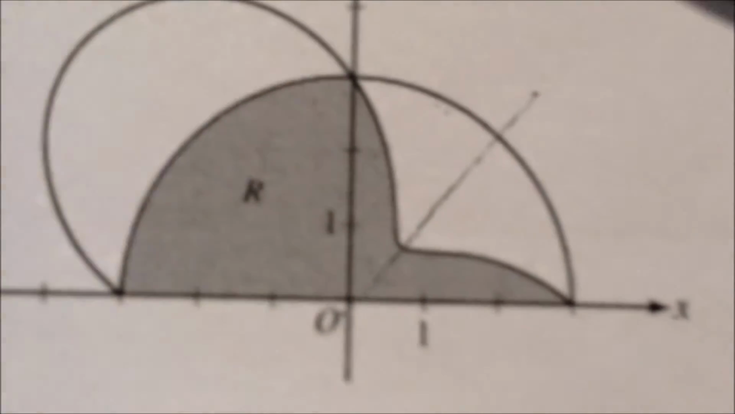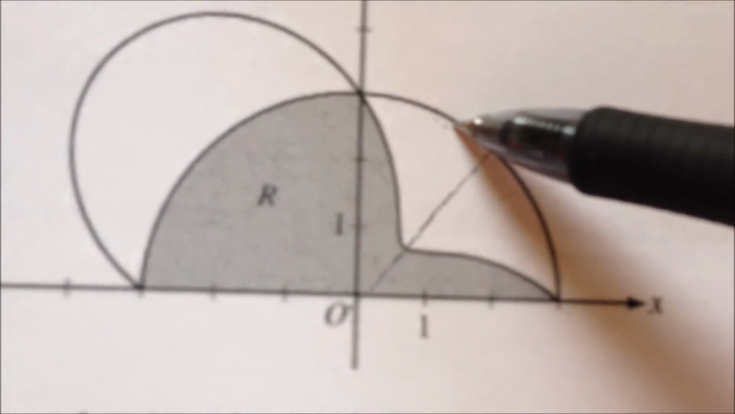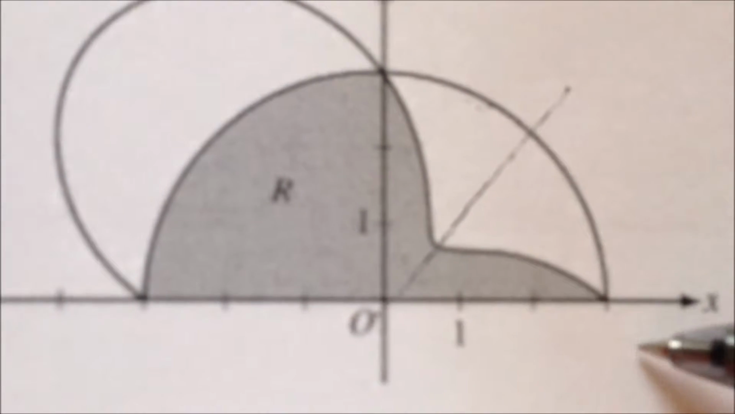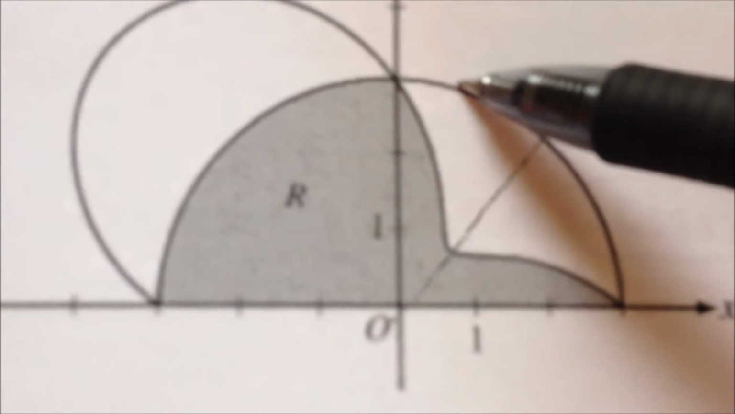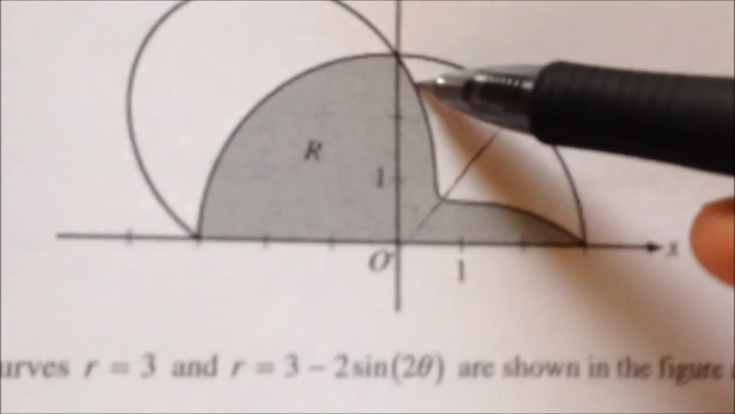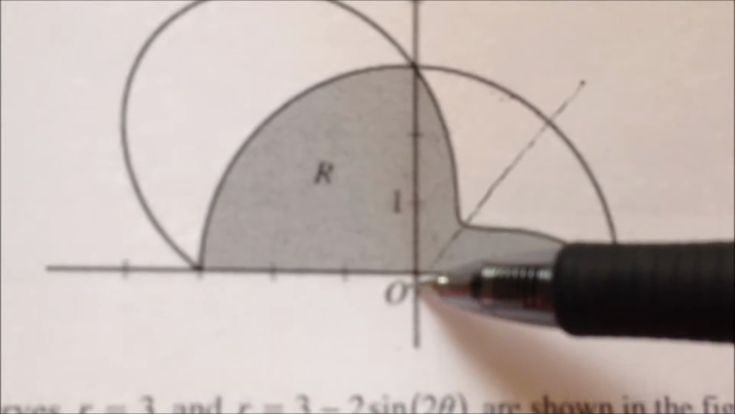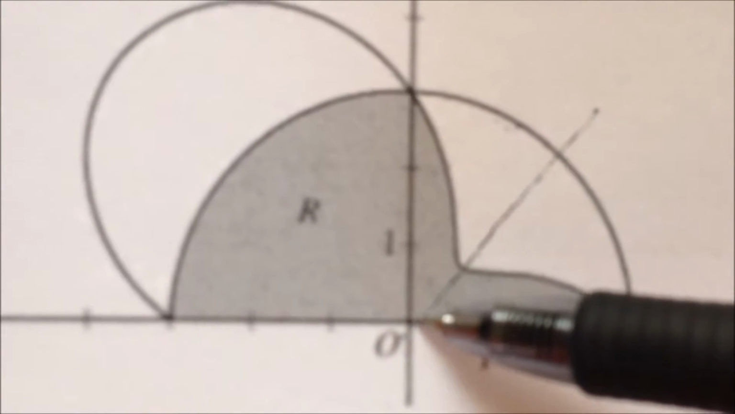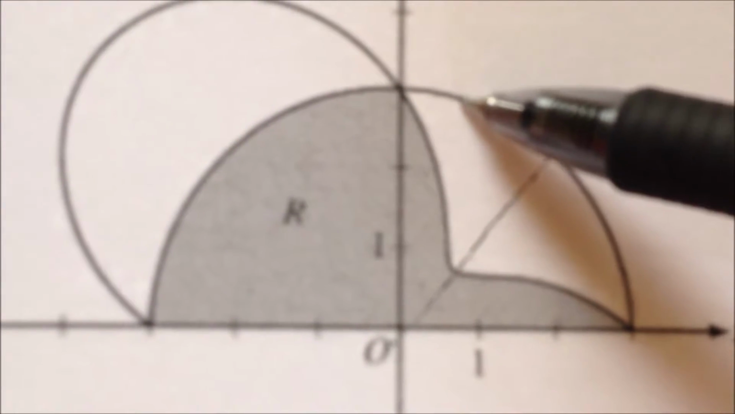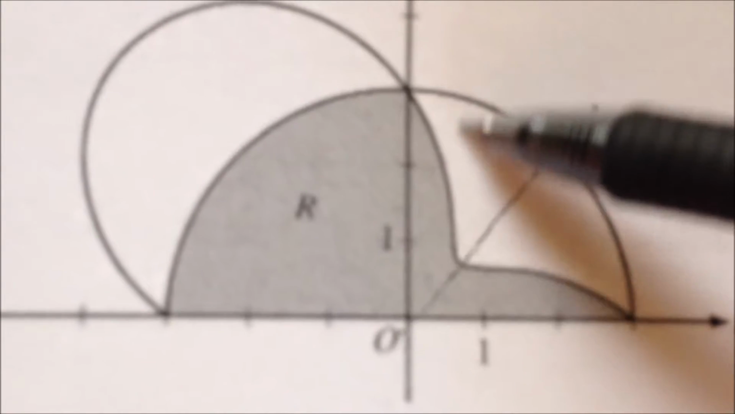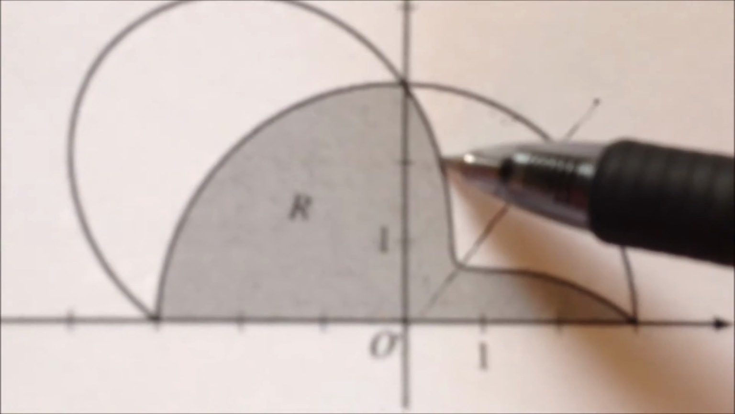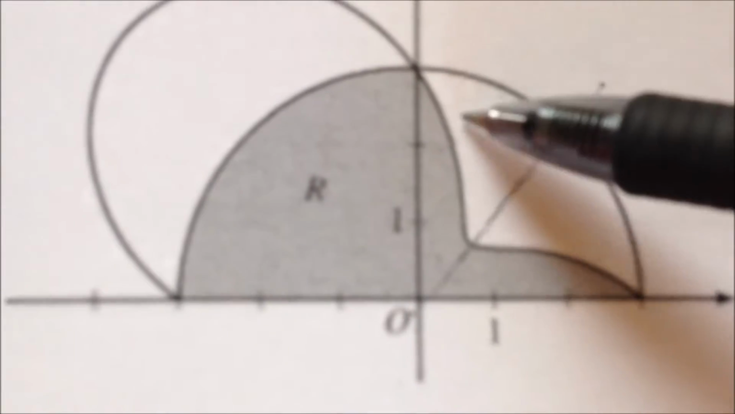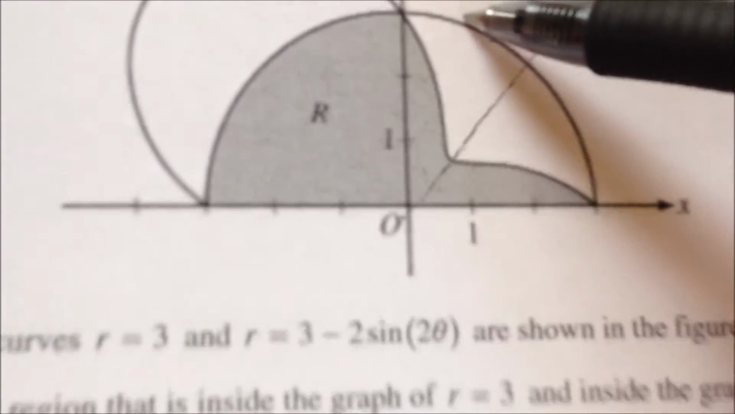So when we look at this graph for r equals 3, this means that any point on this graph is going to be 3 away from the origin, or anything on the graph of r equals 3 minus 2 sine 2 theta is going to be 3 minus 2 sine 2 theta away from the origin. So if we think about the radius as just distance from the origin, the distance between the two curves is just the outer distance from the origin minus the inner distance from the origin, and that will give us the distance between the two curves.